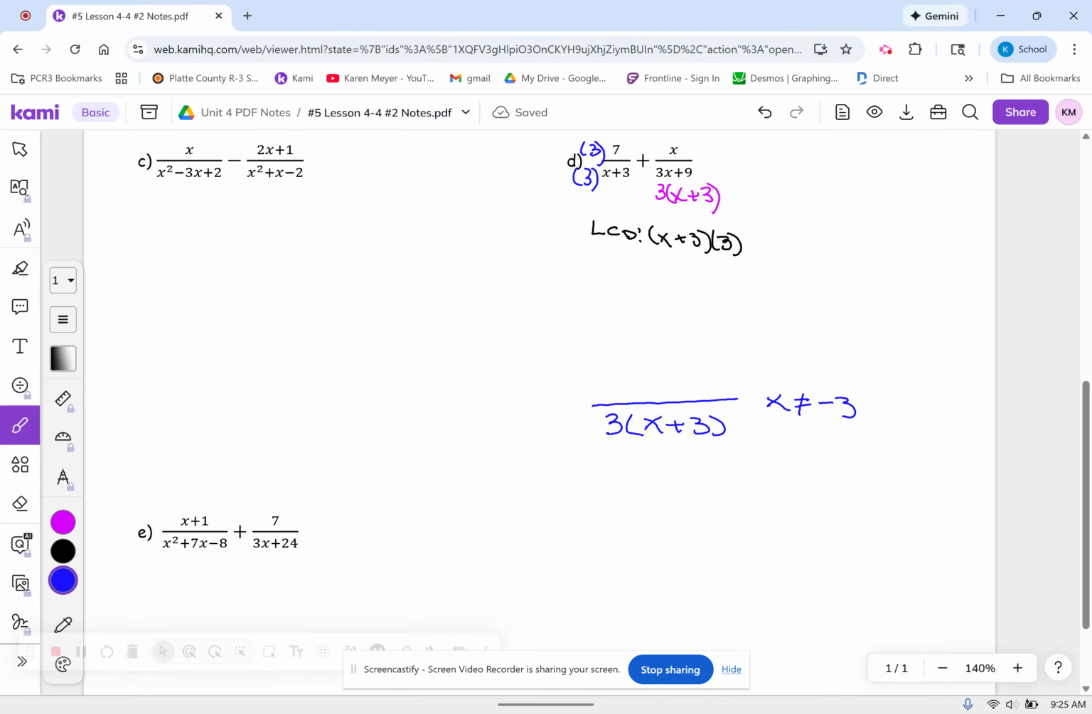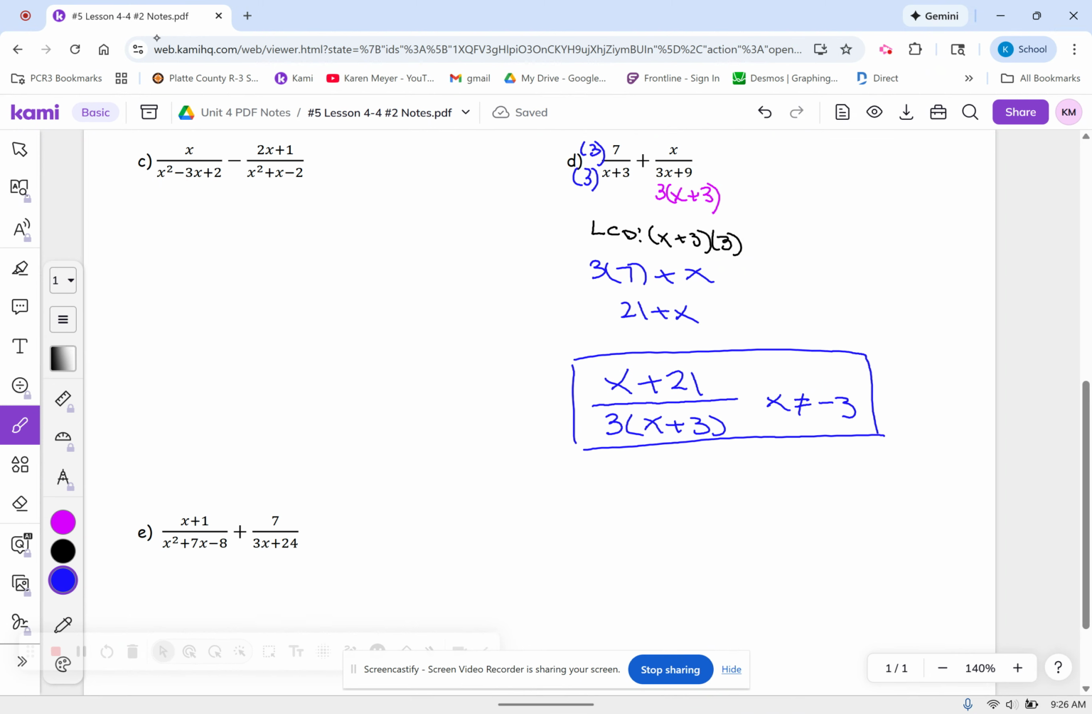So for the tops, I'm looking at 3 times 7 plus x, which would make it 21 plus x. Okay, and then I'll just write it as x plus 21. I always put the variable first and the plain number second. And then I just put that on top of my LCD with my restriction, and I am done.